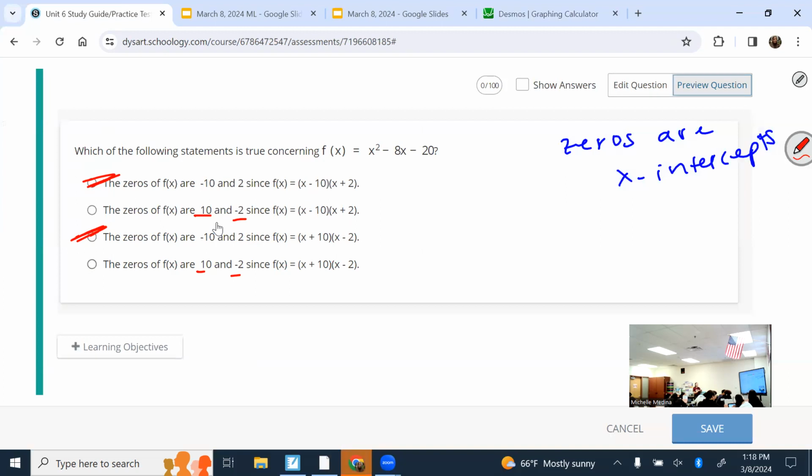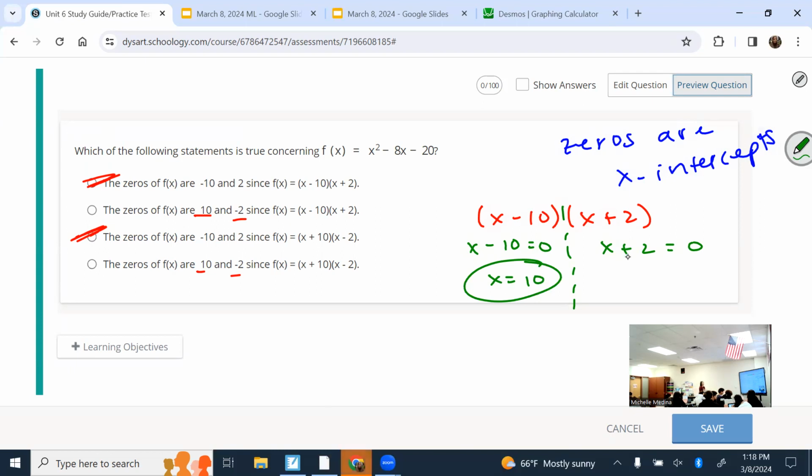To figure out which one's right, you could try foiling these and see which one gives you the original. Or you could remember that in order to solve for the zeros, you set each factor equal to 0 and then solve for the x. That will be asked about on your test too. So what would x have to be to make this 0? 10. 10 minus 10 gives me 0. So that's so far working out.